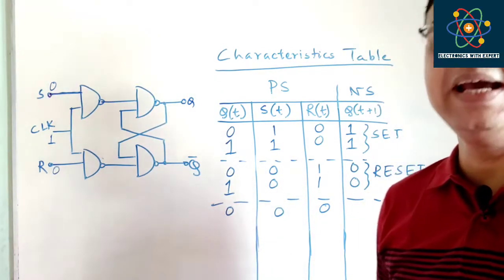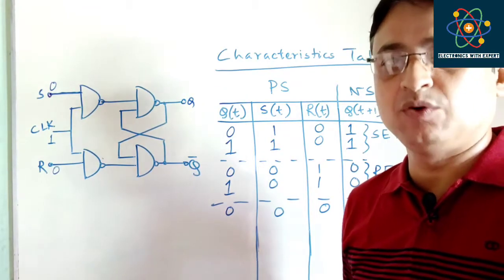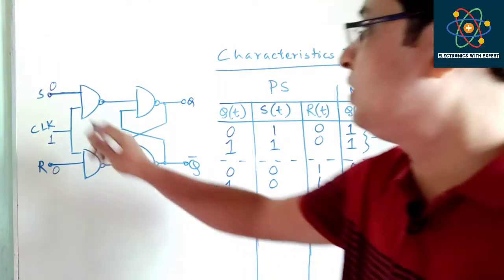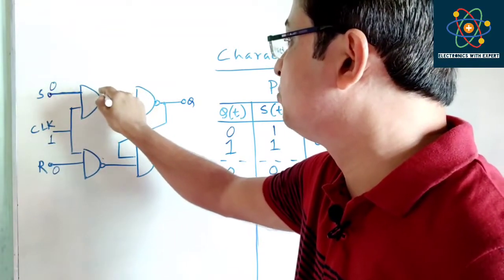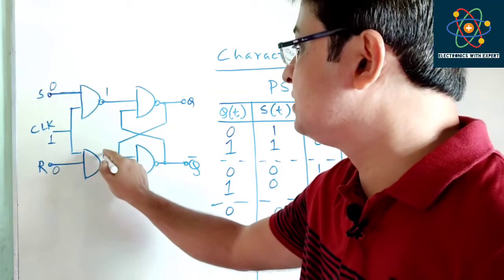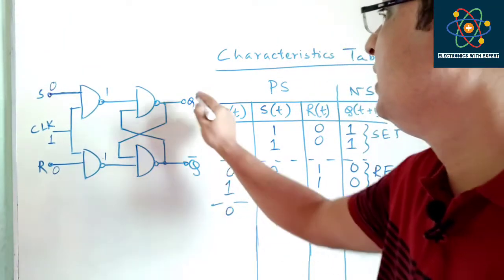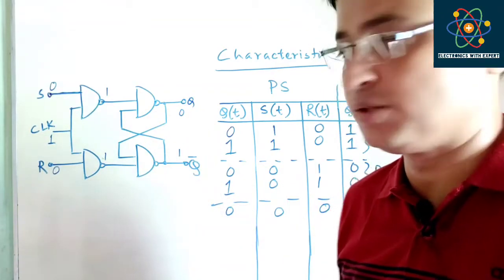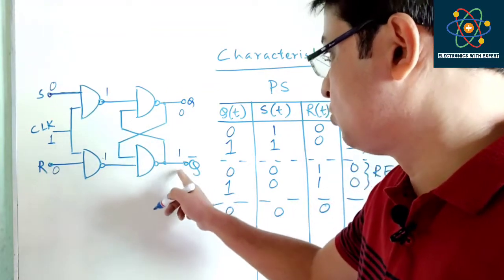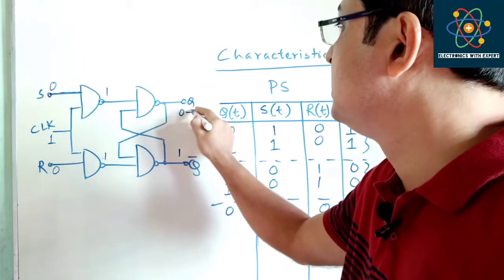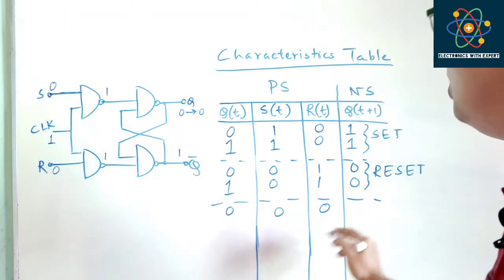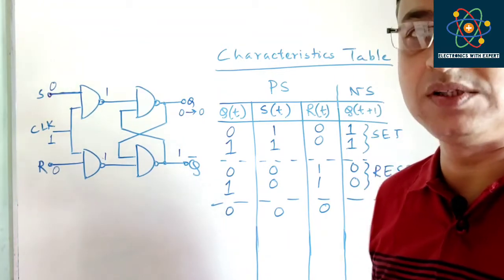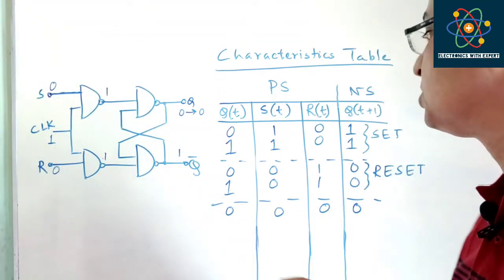Let's check when S=0 and R=0 and the previous state output is 0, what happens? For this 0 and clock 1, this output should give 1, and again this NAND gate output should also give 1. If the previous state output is 0, that means the Q bar output is 1. So 0, 1 makes this 1, and 1 makes this Q output 0. So if the previous state output is 0, for S=0, R=0, the next state output will also be 0.